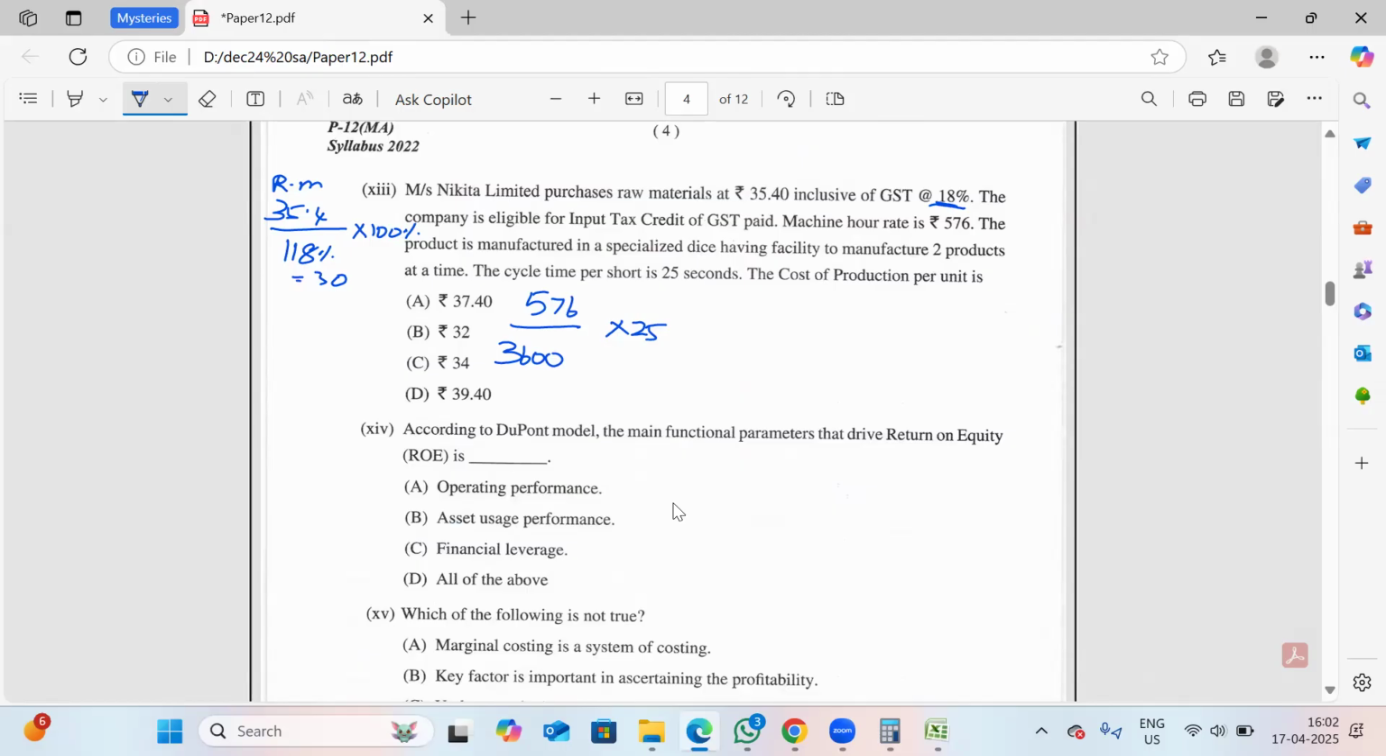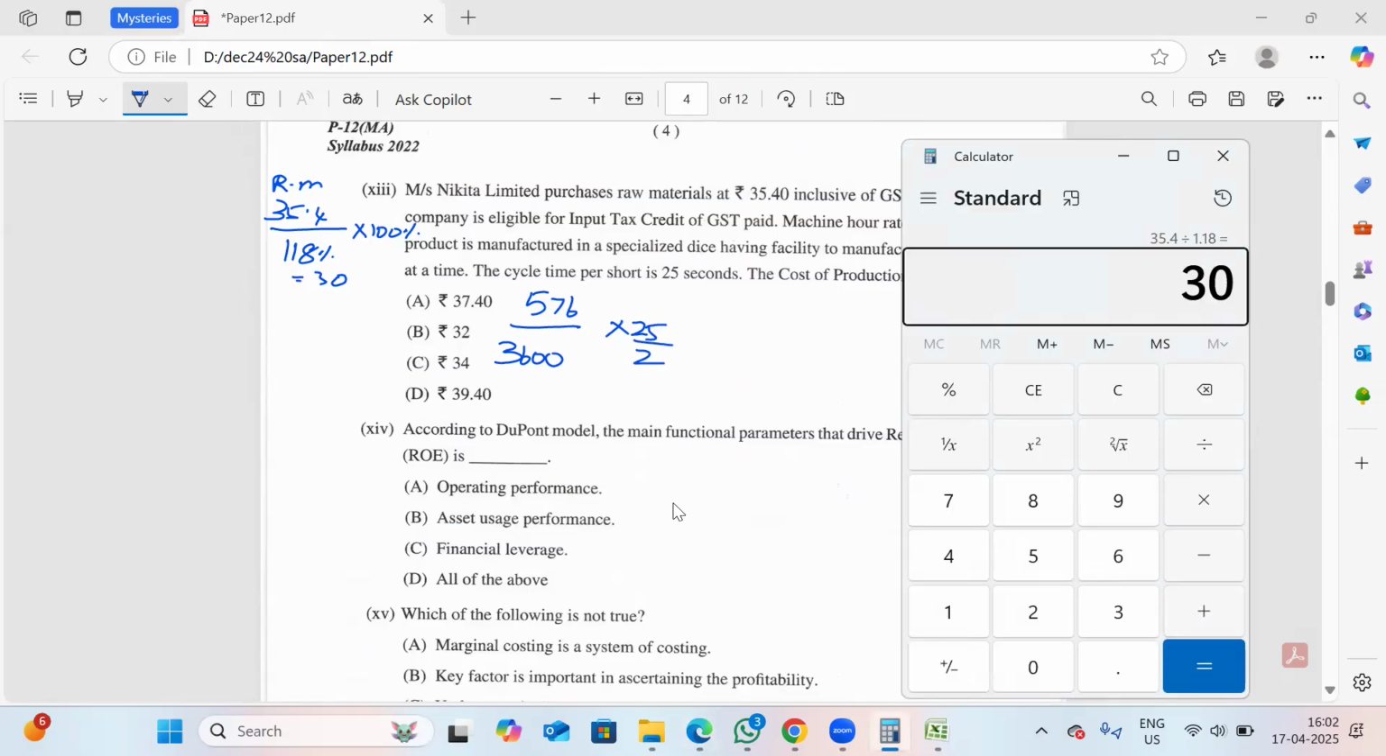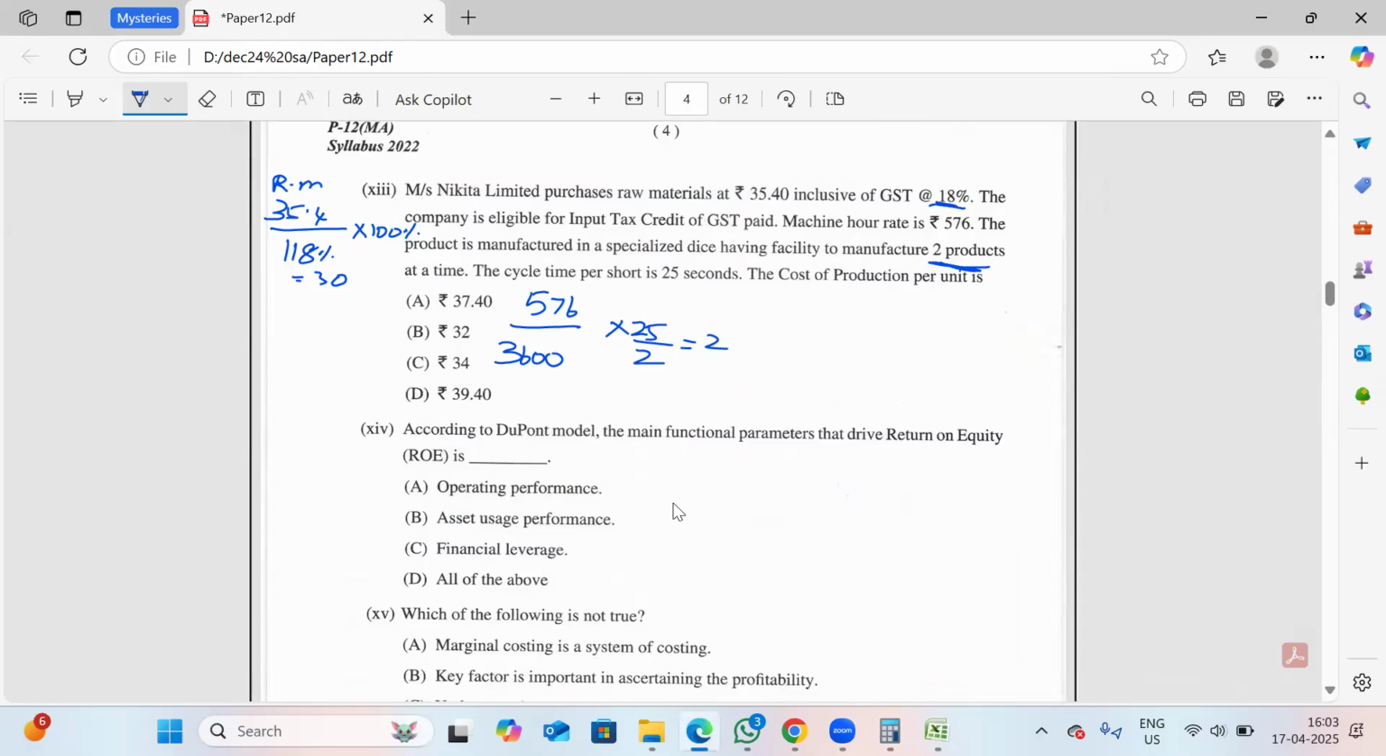So this needs to be converted for 25 seconds. Again, this I will be getting for 2 units, because 2 units at a stretch I can produce, right? So I need to convert it again by dividing by 2. So 576 divided by 3600 into 25 divided by 2. So my cost of producing one product will be 2 rupees. So 30 raw material cost, my machinery cost will be 2, so 32 rupees per unit.